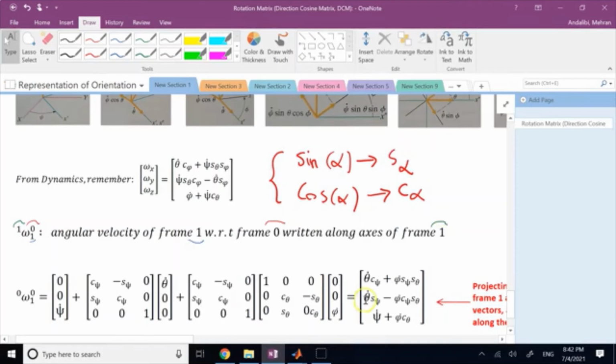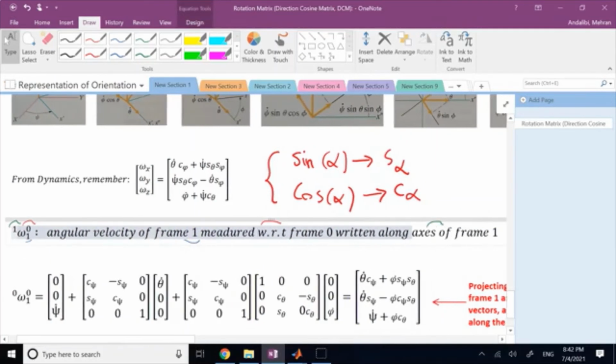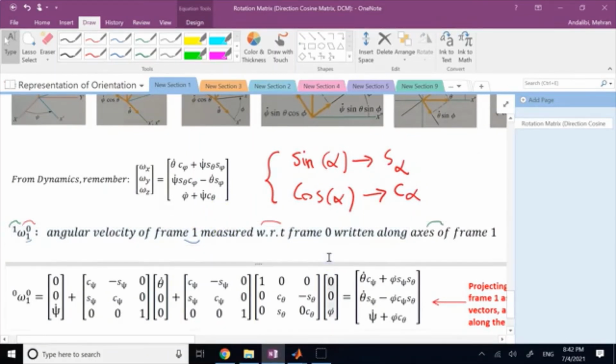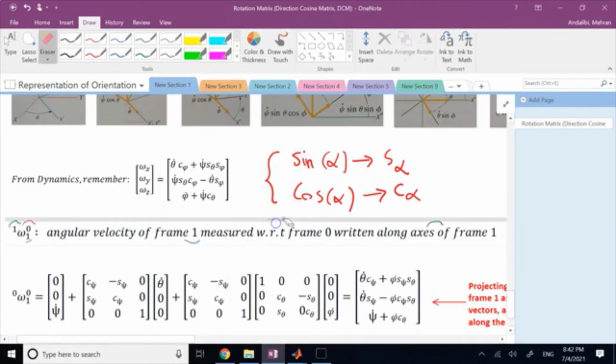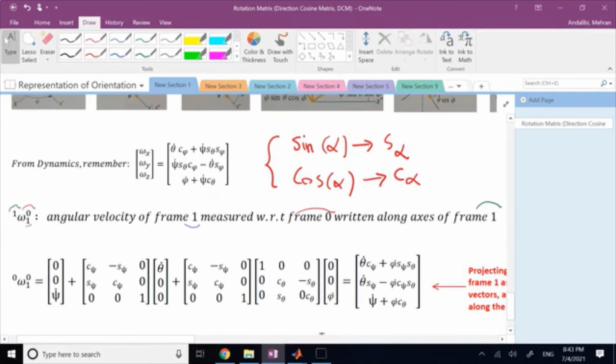Okay, so let me add something here. Not say "with respect to measured," right? It's measured with respect to frame 0, and then when you want to write it, you write it with respect to the axis of frame 1. Okay, so that's a notation, and I'm trying to use that whenever I need something like this. So that's what I need to find.